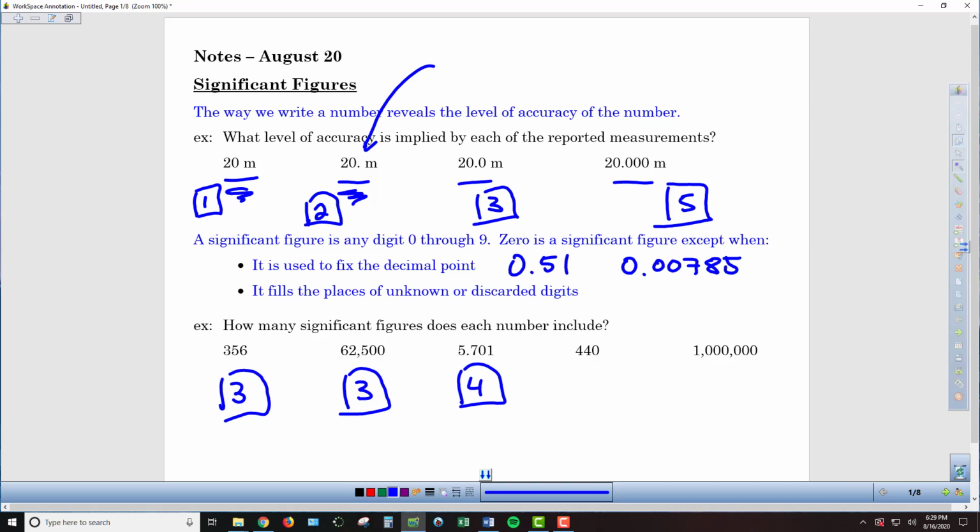In the fourth example, with no decimal point at the end, we only have 2 significant figures. And then for the last one, the number is 1,000,000, but with no decimal point at the end, we assume that only that 1 in the millions place is significant, so we only have 1 significant figure.